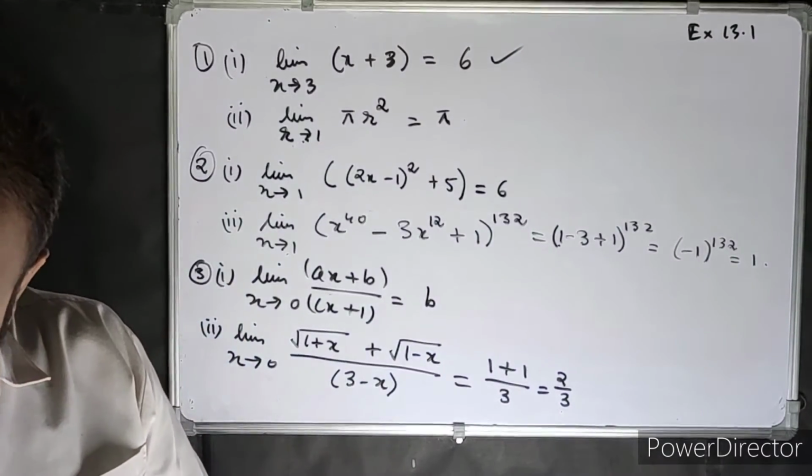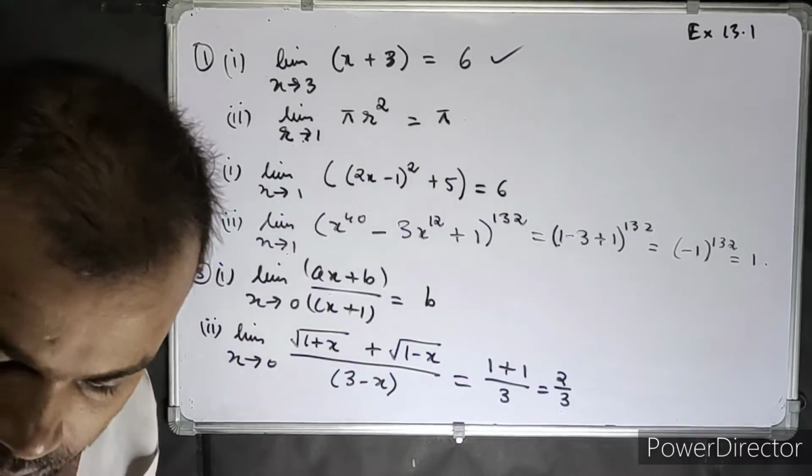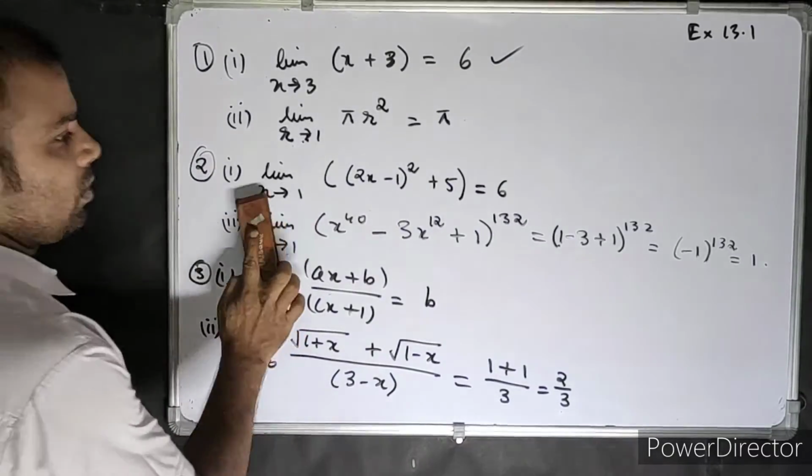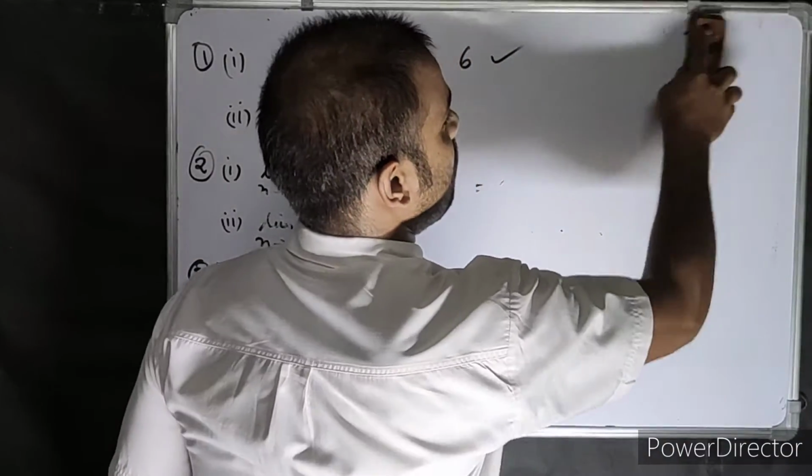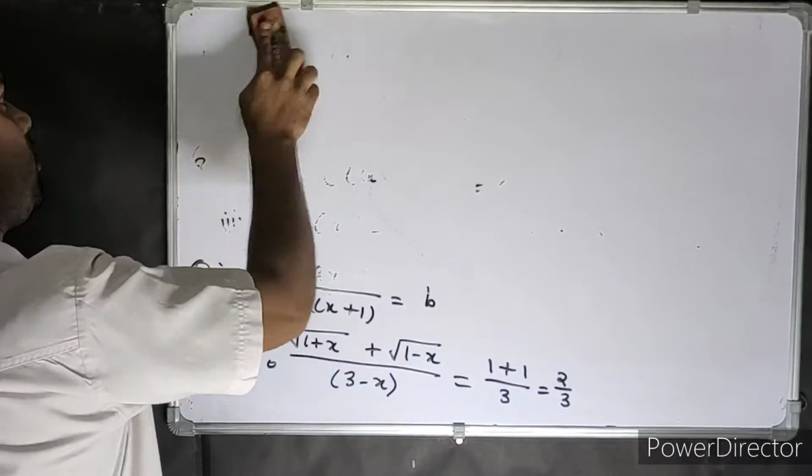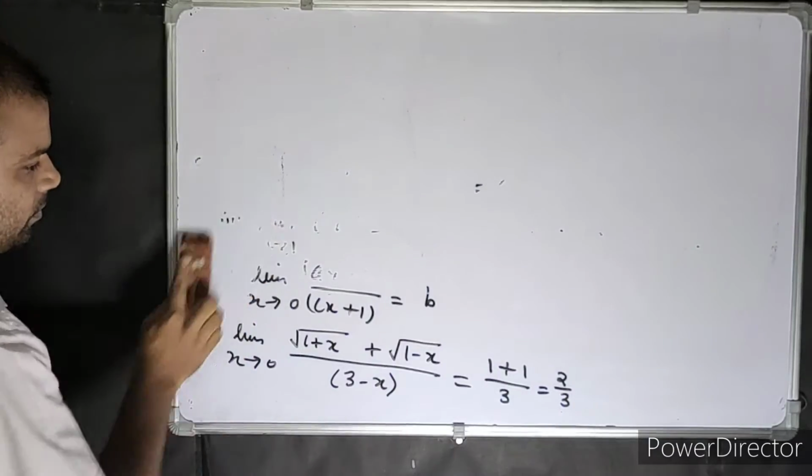Let's go on to 4 part 1. Carry on from there. I'm rubbing off the exercise number because that may not be the exercise number.